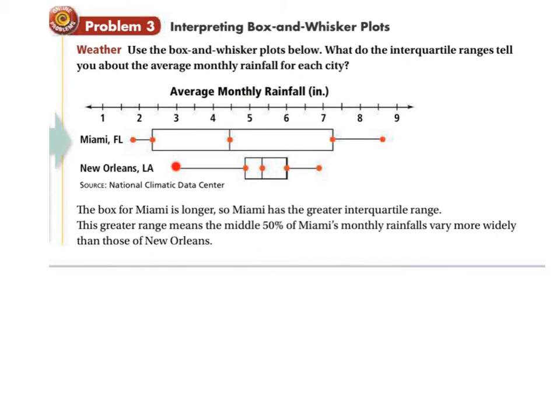Probably an outlier here, right? The box for Miami is longer, so Miami has the greatest interquartile range. So again, more spread out. The greater range means the middle 50% of Miami's monthly rainfall varies more widely than those of New Orleans. So again, New Orleans, much more steady rainfall is indicated by this.